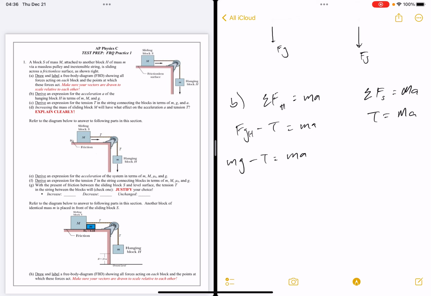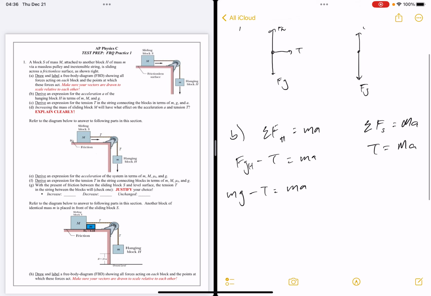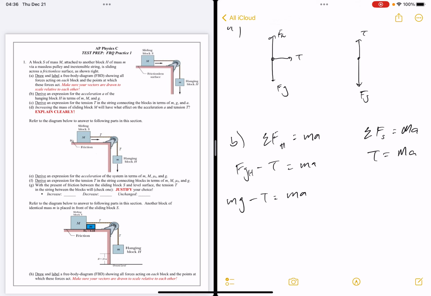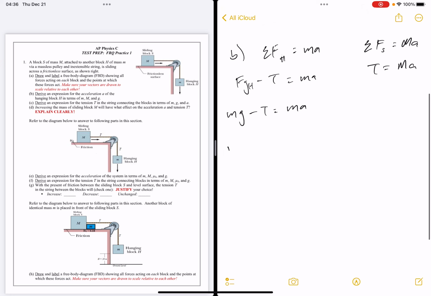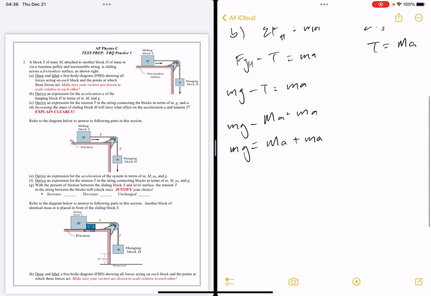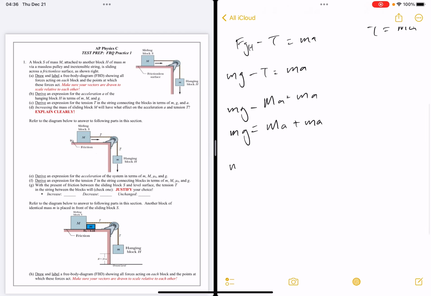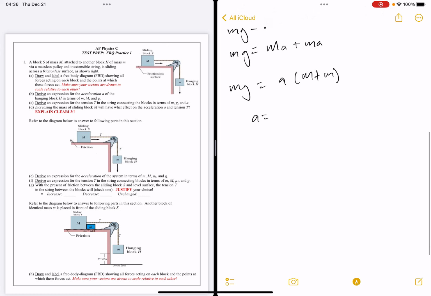And then the only force acting on it is T, because Fn and Fg cancel out, so it's just T equals big MA. We can plug that in here, and then get both A's on one side, and then factor out an A. And then we get A equals mg over big M plus small m.